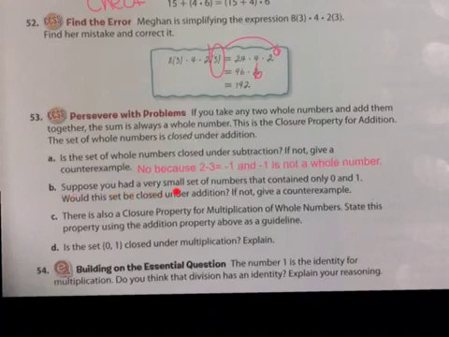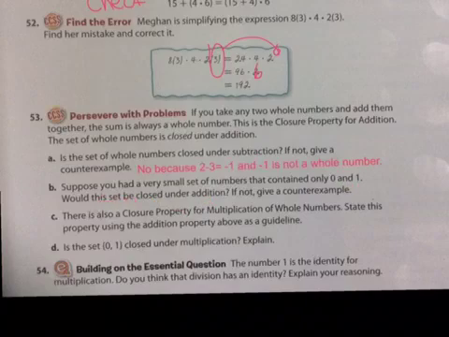Suppose you had a very small set of numbers that contained only 0 and 1. Would this set be closed under addition? If not, give a counter example. So meaning, if I only have zeros and ones, let's say I just have 0, 1, 1, 0, 1, 1, 1, 1, 0, those are the only numbers, right? And this is my set. Now, would this particular set be closed under addition? Would it be closed under addition, meaning only that set could belong?